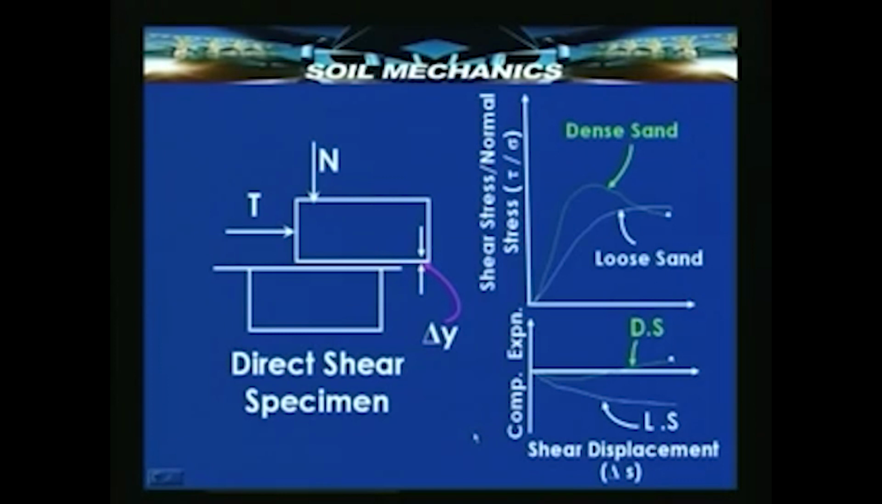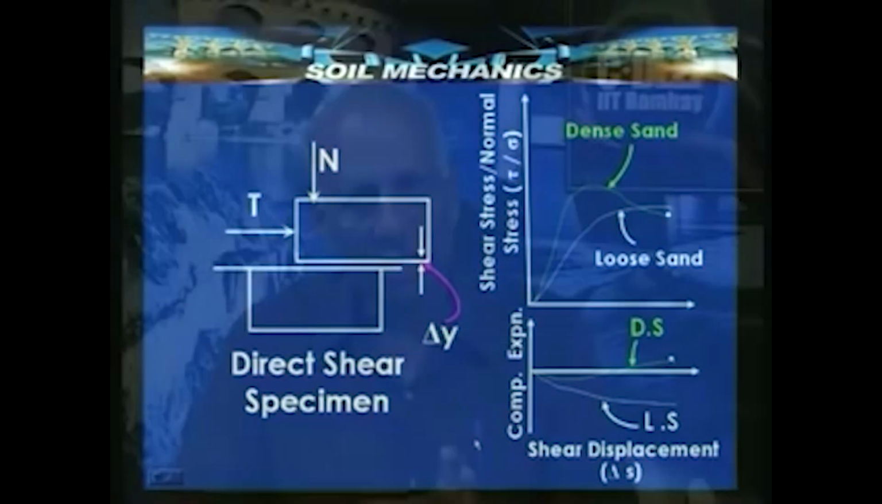This is a very simple illustration of what happens during direct shear in a typical coarse grained material. There can be variations, of course, minor variations can be there, and this is only typical of coarse grained soils like sand, but when you go to clays or silts, the behavior is not the same.